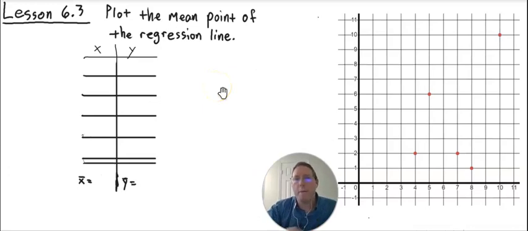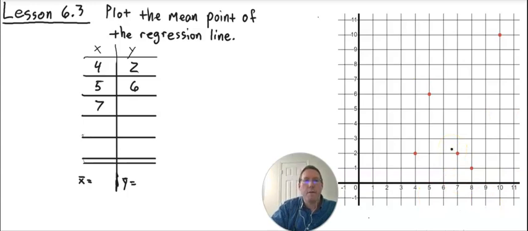Here's our last example. And once again, we have a scatter plot with 5 points. This is the point 4, 2. So we'll get 4, 2. This is the point 5, 6. So we're going to put 5, 6. This is the point 7, 2. This is the point 8, 1. And this is the point 10, 10.